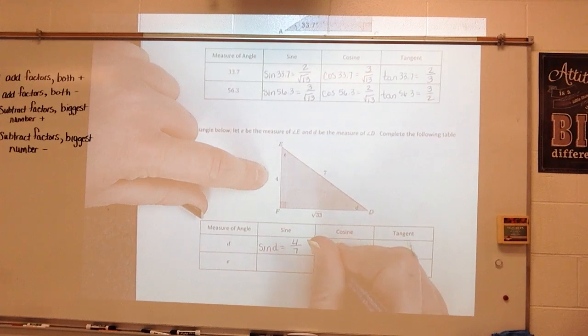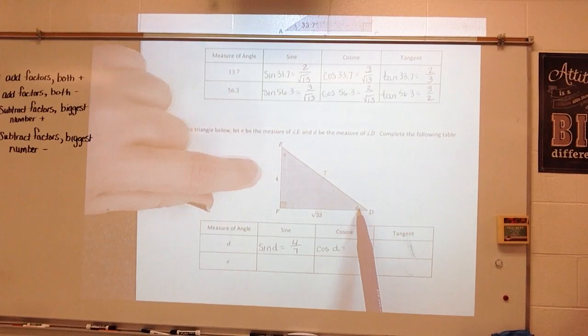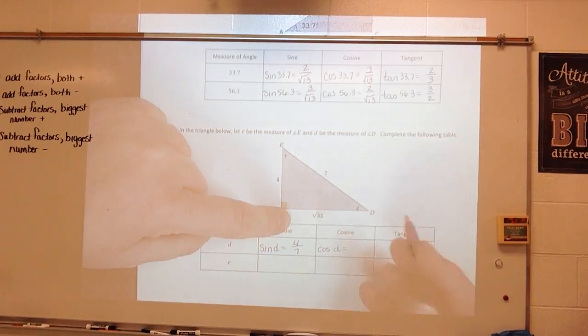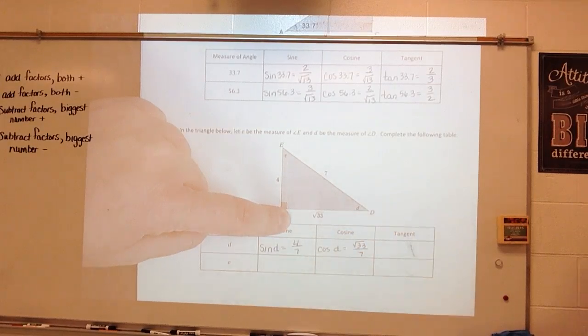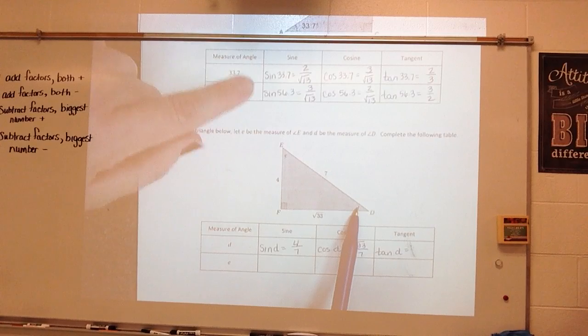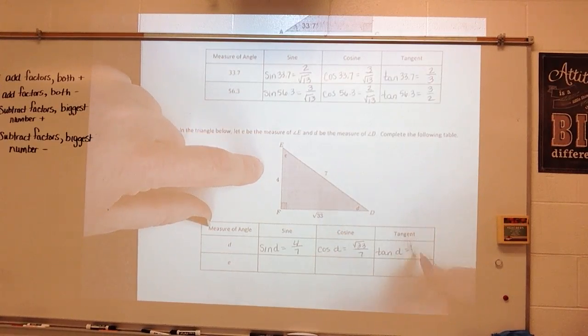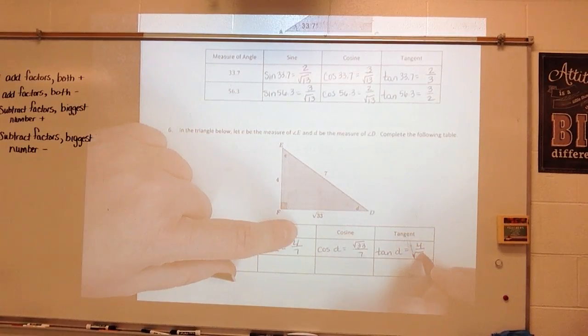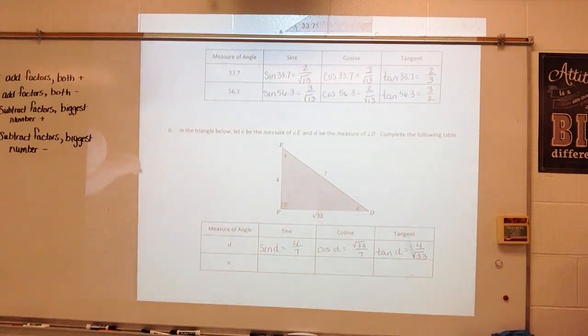All right. Cosine of D. So cosine is adjacent. That would be the square root of 33 over my hypotenuse, which is 7. All right, tangent of D. All right, tangent is the opposite, which is 4 over the adjacent, square root of 33.